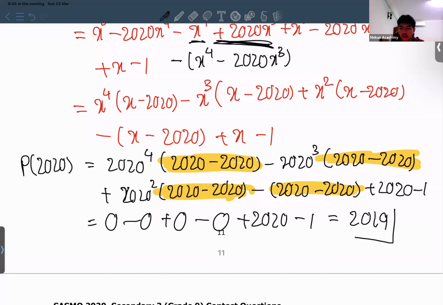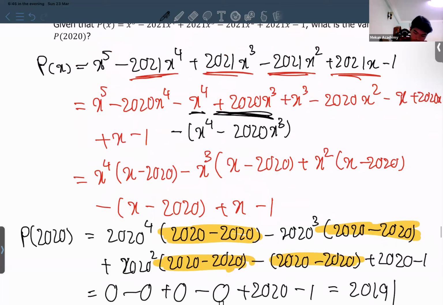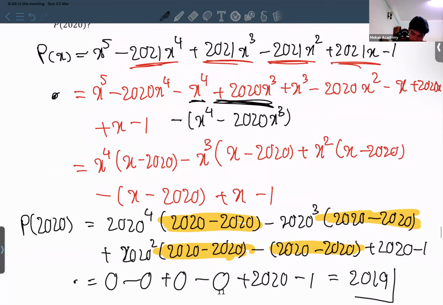Can you explain the second part? Which part to be specific? Can you make it like when I substitute x equals to 2020, or which part? The second equal sign. Okay, so this one, right? Or down here.